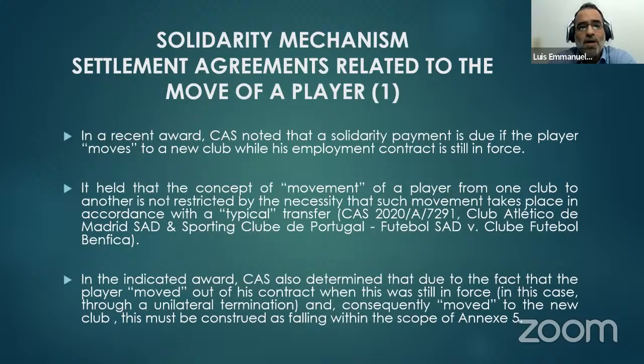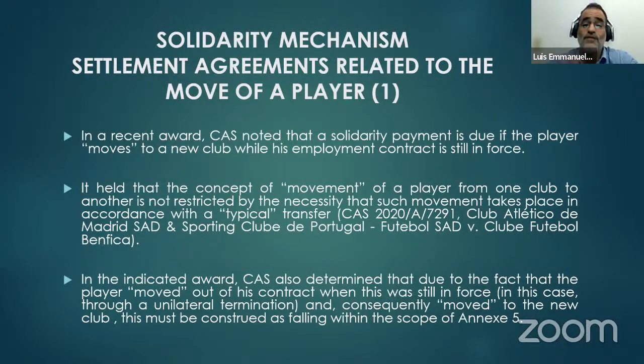So now let's talk about settlement agreements related to the move of a player in the context of a solidarity mechanism. For this example, we have chosen the CAS Award 2020-8-7291, Club Atlético de Madrid, Sociedad Anónima Deportiva, and Sporting Club de Portugal, Futebol, Sociedad Anónima Deportiva versus Club Futebol Benfica. In that award, CAS noted that a solidarity payment is due if the player moves to a new club while his employment contract is still in force. It doesn't say transfer, but it says move, right?